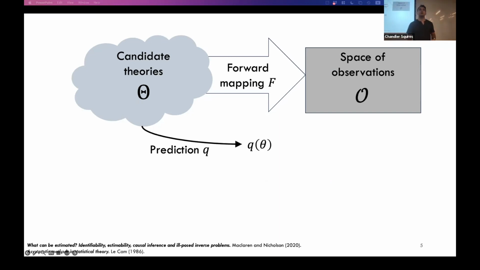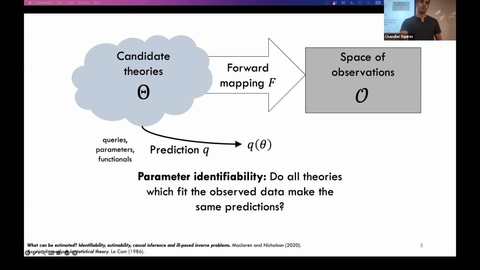We might also care not about the whole theory, but just predictions of that theory. These could also be called parameters or functionals in statistics, or queries we might think about in causality, asking about what the effect of a certain intervention is going to be. And that's all we care about when we're asking a question about which model we learn. So this would be called parameter identifiability. For a certain parameter, do all the theories that fit our observed data give that same prediction?